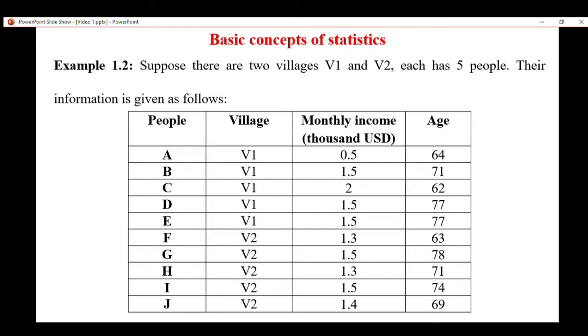So in order to illustrate the calculation of the population parameters and the sample statistics, let's do example 1.2. Suppose there are two villages, V1 and V2. Each has 5 people. The information is given as follows. In village V1 we have 5 people, A, B, C, D, and E, with their monthly income in $1,000 and their ages. Village V2 has 5 people, F, G, H, I, and J, with their monthly income in $1,000 and their ages.